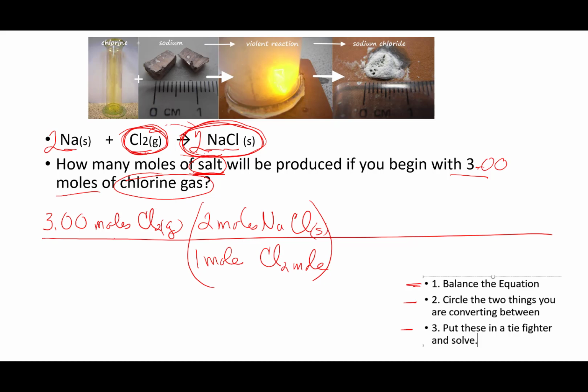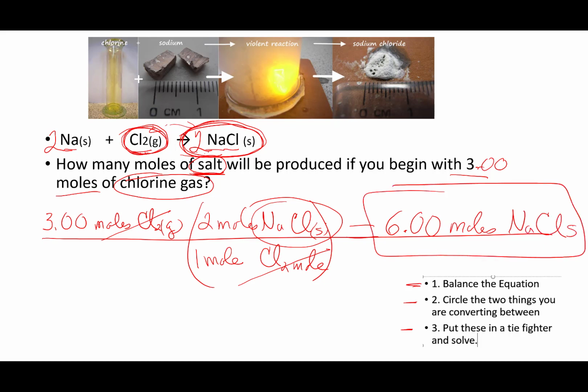Anyhow, now, before I do any math, I have to double check that I cancel the units that I want to get rid of. Moles of chlorine are going to cancel moles of chlorine. I'm going to end up with moles of sodium chloride. Do the math. 2 times 3, 6 moles of sodium chloride. Exactly the same process that we've used in the past to convert feet to inches, moles to grams.